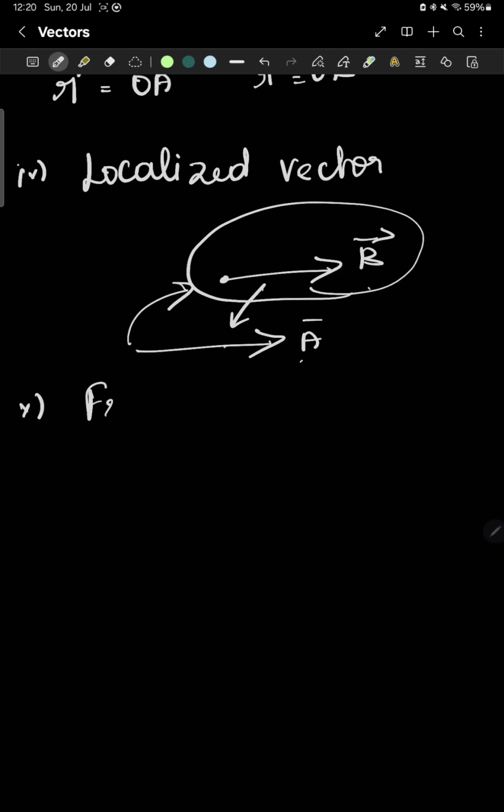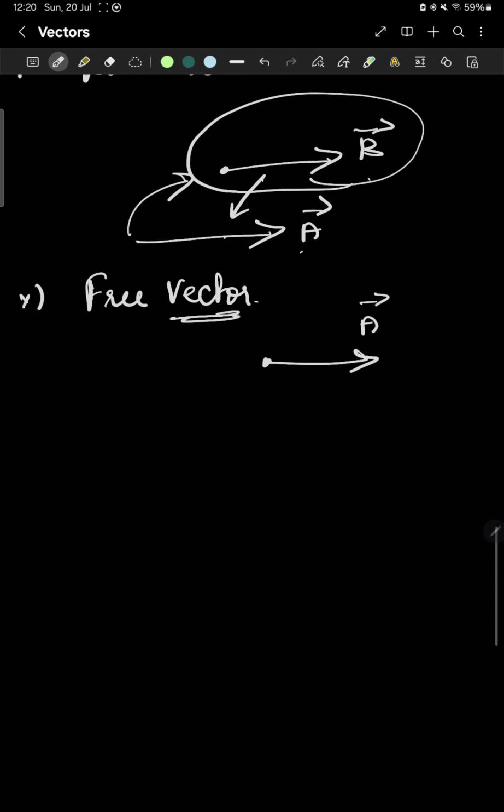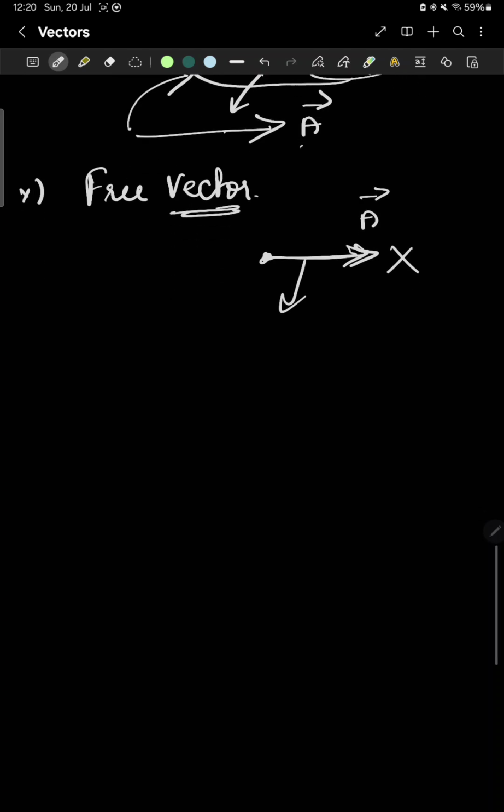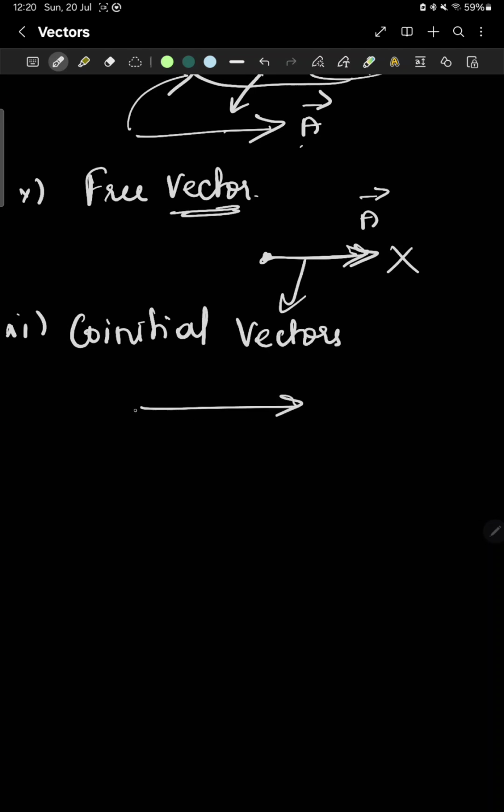And the next one, a free vector. Free vector means we don't know where it has its origin. Its initial point is not particularly described or mentioned. Those kinds of vectors are known as free vectors. We can change these positions, and that won't affect the nature of this vector, because we don't know where it is coming from. And co-initial vectors. Co-initial vectors means when two or more vectors have the same initial point, those vectors are known as co-initial vectors.